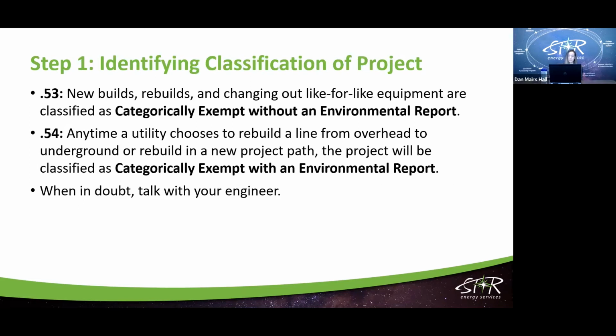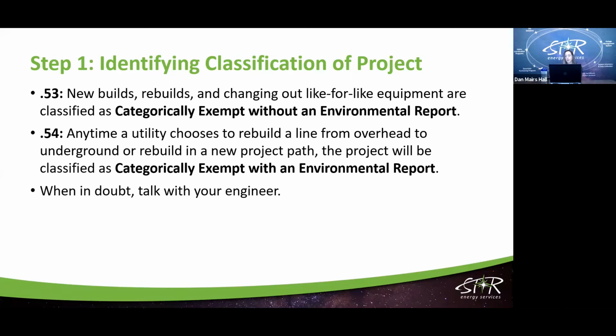So there's a bunch of different steps that go into creating an environmental review. The first step, when STAR is notified that we're going to do an environmental review for someone, is we need to identify the classification of the project. Usually there are 2 classifications that they fall under. A .53 is made up of new builds, like code 100s, rebuilds, and changing out like for like equipment that are classified as categorically exempt without an environmental report.